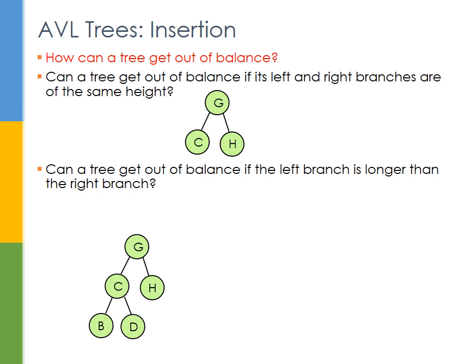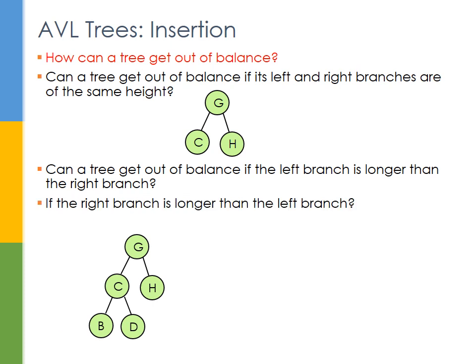This is because the insertion must occur either under node B or node D, but either way we have then increased the height of the left subtree to 3, the height of the right subtree is 1, so we have then a situation where we have 1 minus 3, which gives us a value of -2 as the balance factor for node G, indicating that the tree is now out of balance.